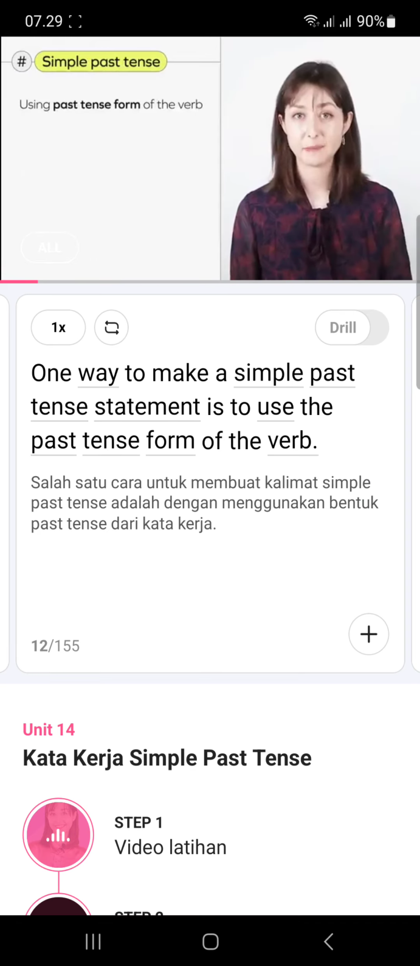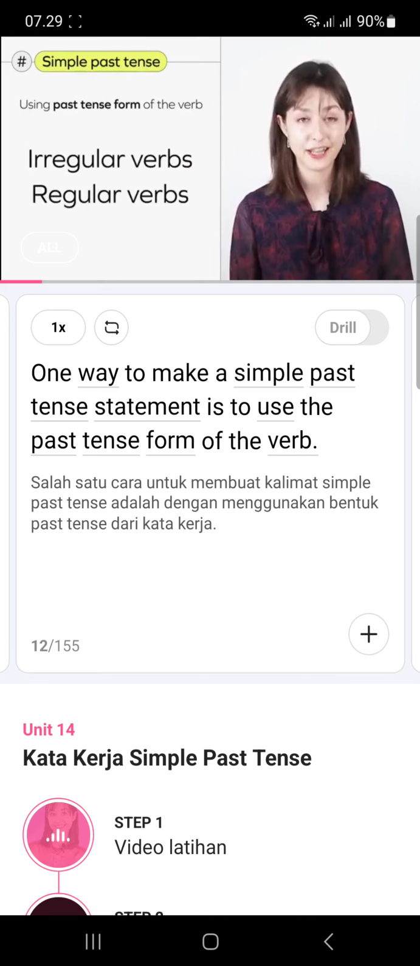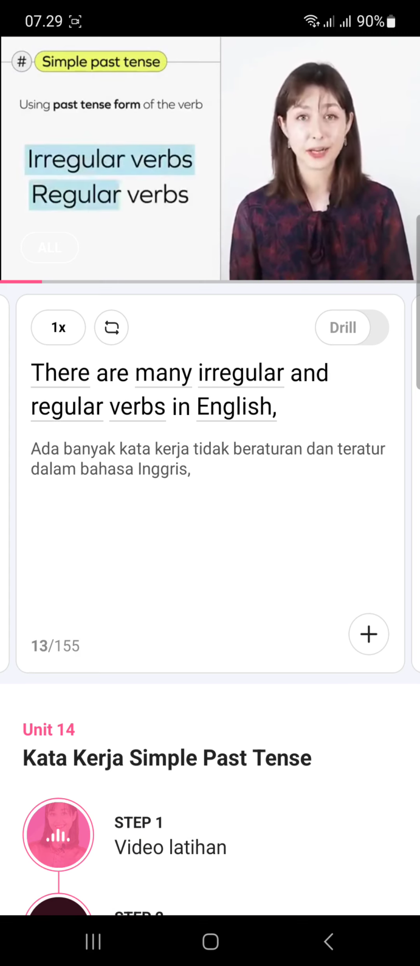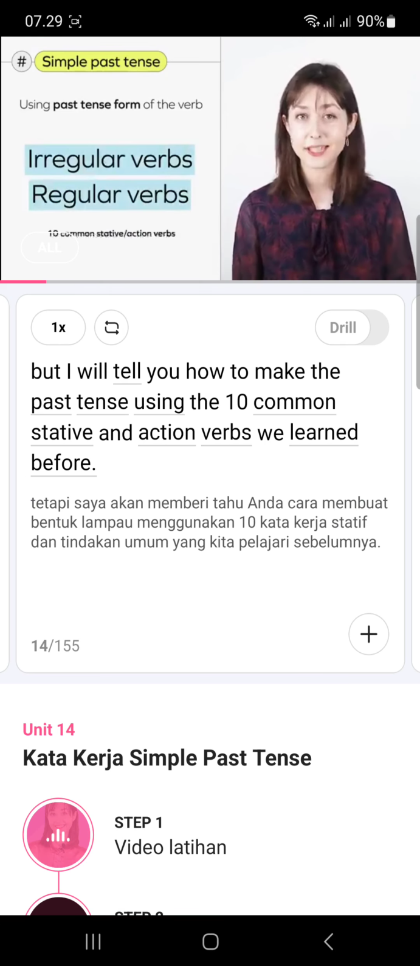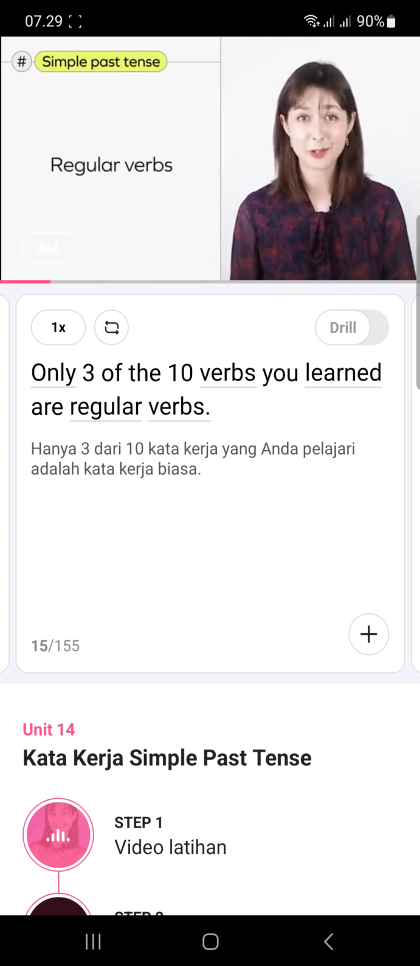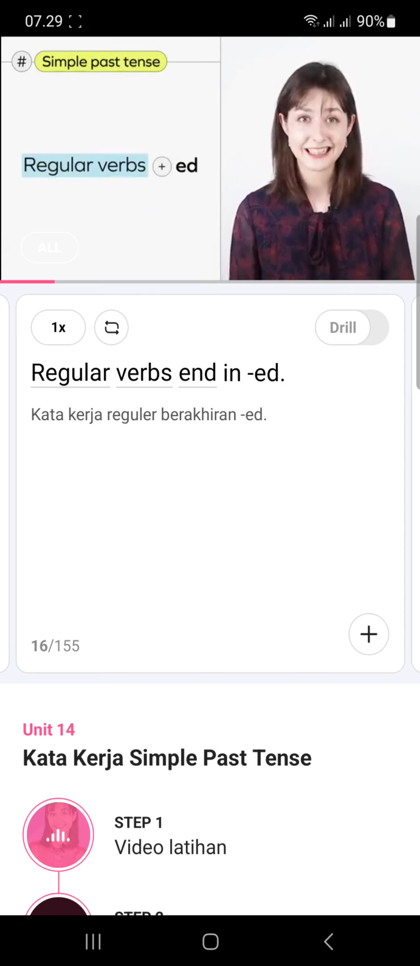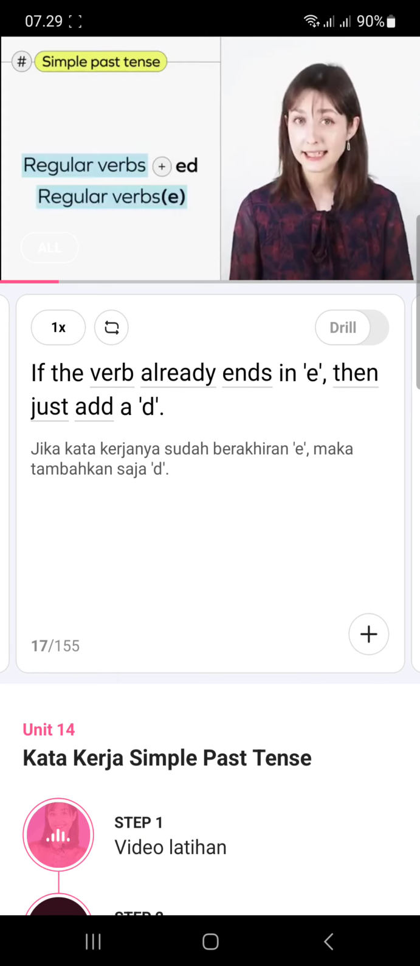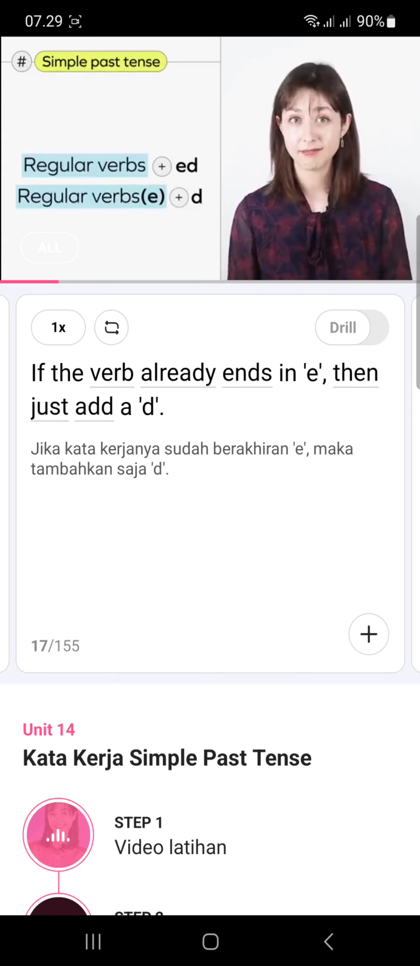One way to make a simple past tense statement is to use the past tense form of the verb. There are many irregular and regular verbs in English, but I will tell you how to make the past tense using the 10 common stative and action verbs we learned before. Only 3 of the 10 verbs you learned are regular verbs. Regular verbs end in ed. If the verb already ends in e, then just add a d.